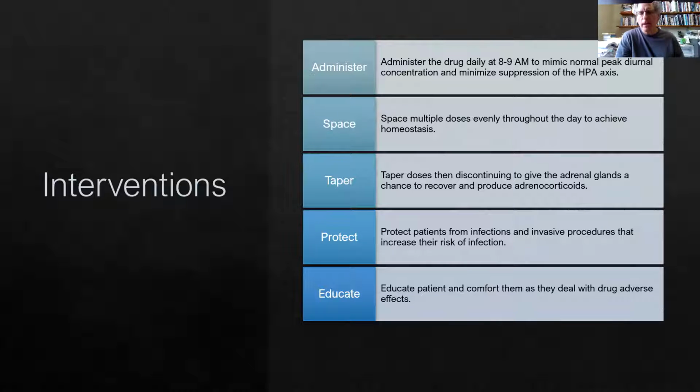So administer the drug at the beginning of the day. This will mimic the normal peak diurnal concentration of glucocorticoids in the body. That will minimize suppression of the hypothalamus pituitary axis. Space doses throughout the day to achieve homeostasis. Taper the doses gradually to give the adrenal glands a chance to recover and produce the adrenal corticoids. Do not stop the drug abruptly.